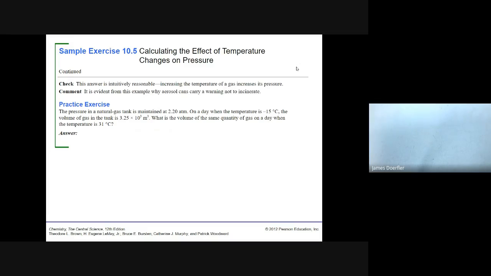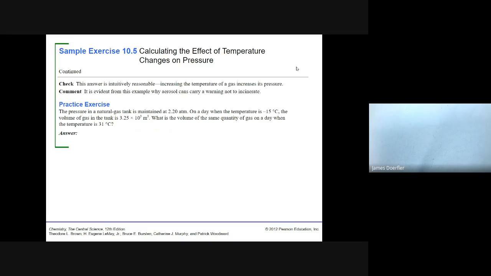So we have a natural gas tank, and the pressure is going to be maintained at 2.20 atmosphere. On a day when the temperature is negative 15 degrees Celsius, the volume of a gas in the tank is 3.25 times 10 to the third meters cubed. What is the volume of the same quantity of gas on a day when the temperature is 31 degrees Celsius?